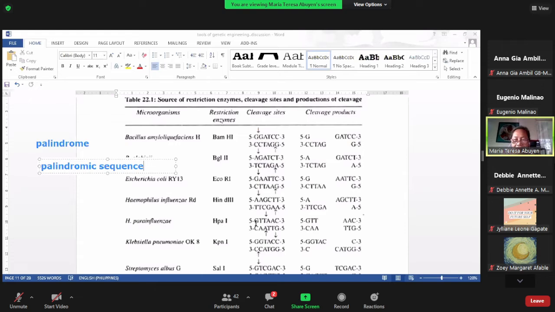Okay, and you can notice A, G, C, T, T on the opposite strand. It's just the reverse, A, G, C, T, T. Diba kabaliktaran lang? Now, all cleavage sites or restriction sites are all palindromes. They are all palindromic sequences. Okay.